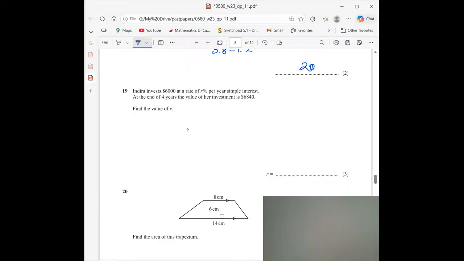So we need to know what this 6,000 is. It is the principal amount, represented by P. This is the basic investment, and the rate is R%, and the time T is 4 years, right? And the amount she receives, A for amount, is 6,840 dollars.